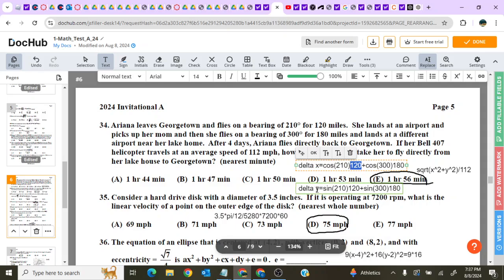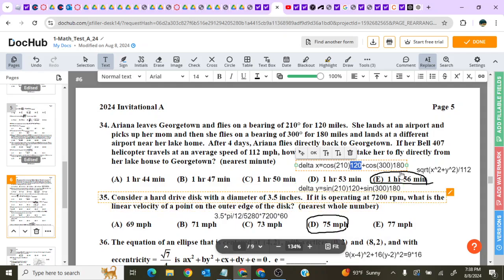Do that for your x and y, and then take the square root of the sum of each of the values squared to get your distance, and then divide by your speed. Distance over speed equals time. Do that, and you'll get like 1.9 something hours, or 1 hour and 56 minutes.